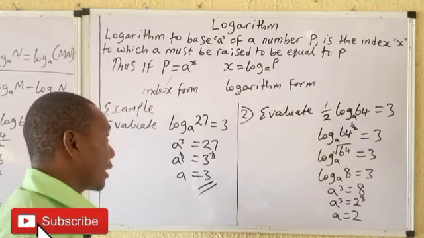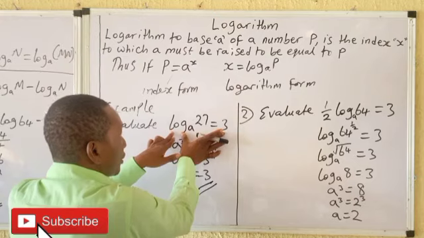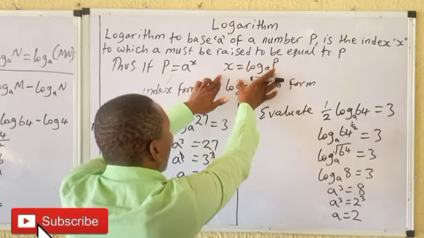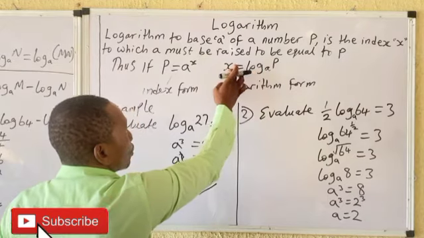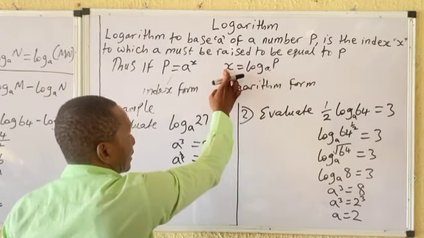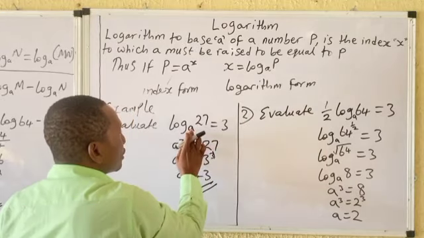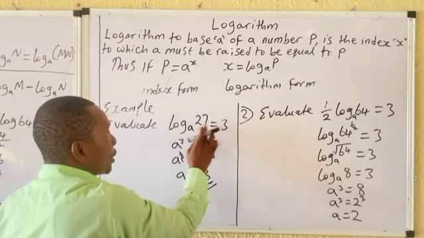Let me go through this again. We are given in the index form. Sorry, in the logarithmic form. Now, this is the logarithmic form. How do you convert it to the index form? This base will be raised to this X. So we now have A raised to power X equal to P. Now, this base again will be raised to this. A raised to power 3 equal to 27.